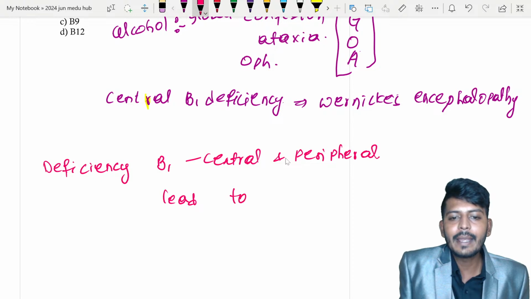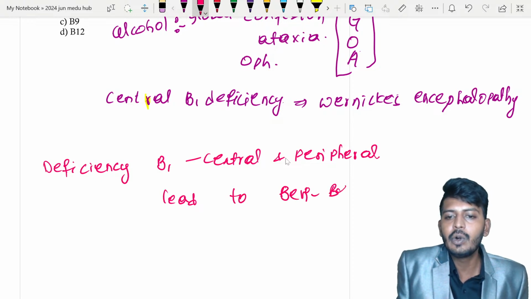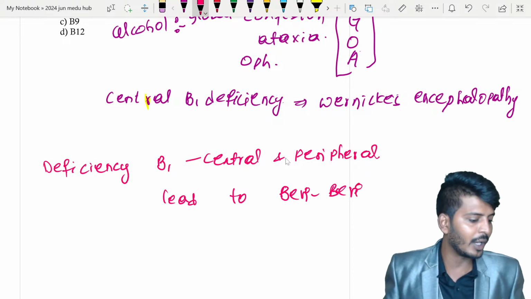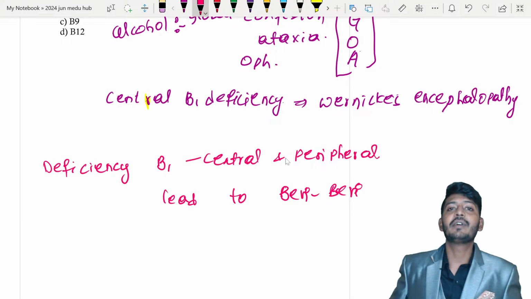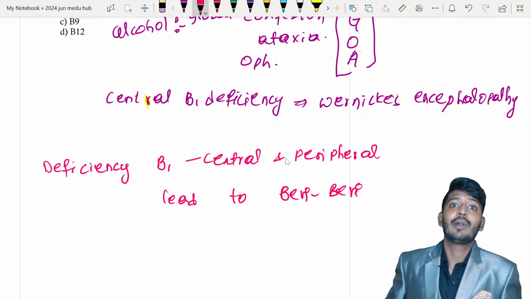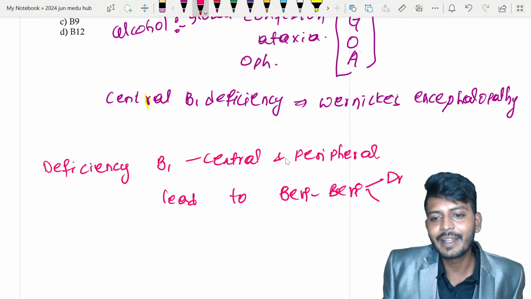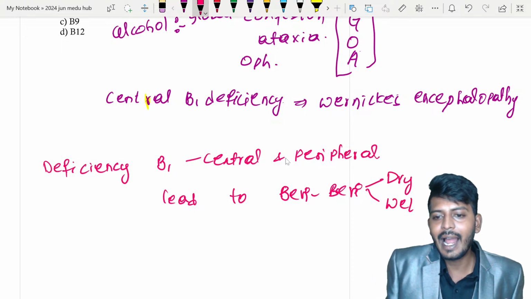Lead to beriberi. बच्चों क्या होता है? What will it lead to? Beriberi. Okay, so beriberi के अंदर भी दो तरीके होता है. What is that? That is your गीला और सूखा वाला. Dry and wet. Yes, beriberi can be dry and wet. Okay, so dry and wet.